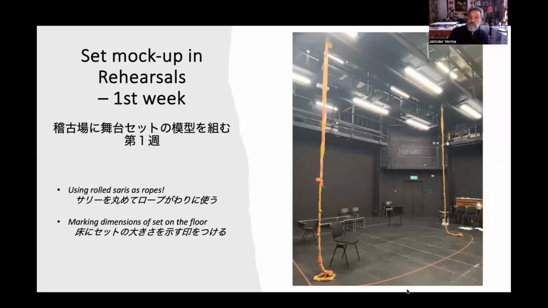So for the ropes, we used rolled up saris to give the actors a visual sense of what the set would look like. And the dimensions on the floor gave them a sense of how big the floor area would be.